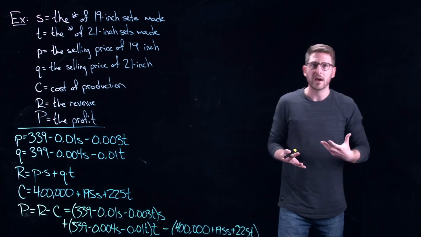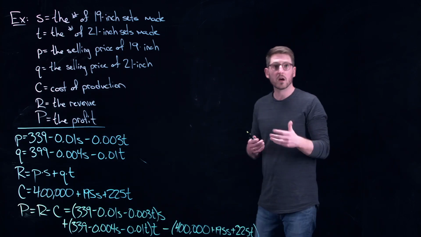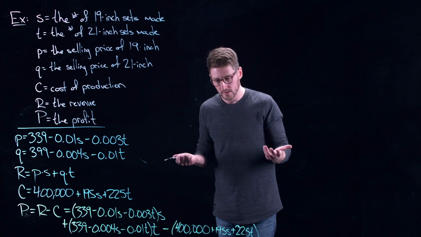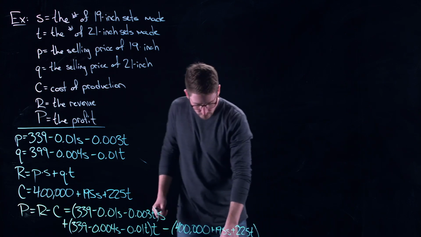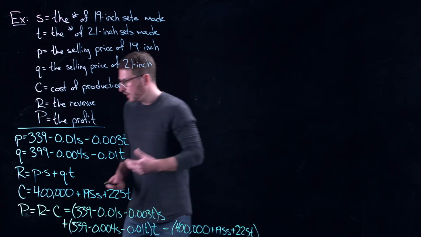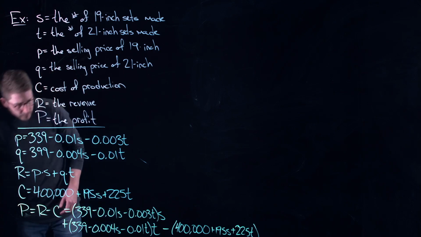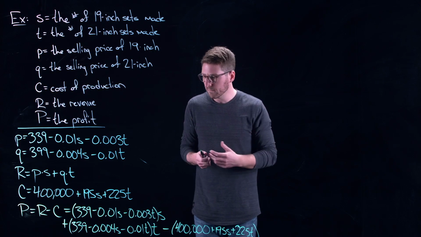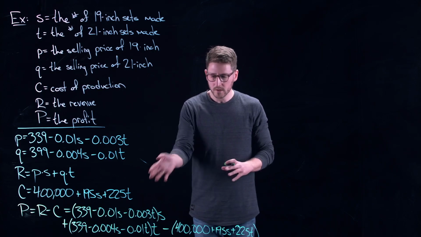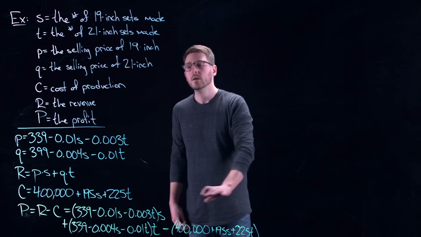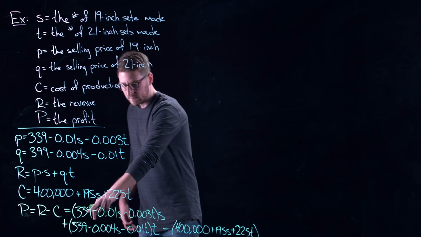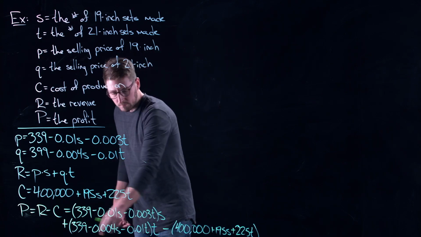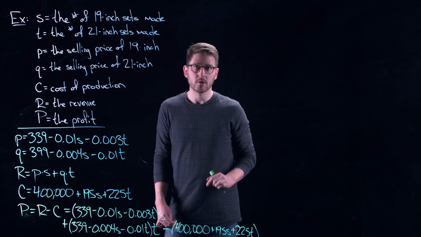But it's not really that bad. I want you to notice that it's really just a quadratic function of S and T. That's it, right? You can clean it up if you want to. You can put it into any sort of simplifying program you want. You can use Maple or Mathematica or whatever it is, Wolfram Alpha, if you want to clean that up. I'm going to leave it like this so that you can really see that this is the 19 inches plus the 21 inches minus the total cost.